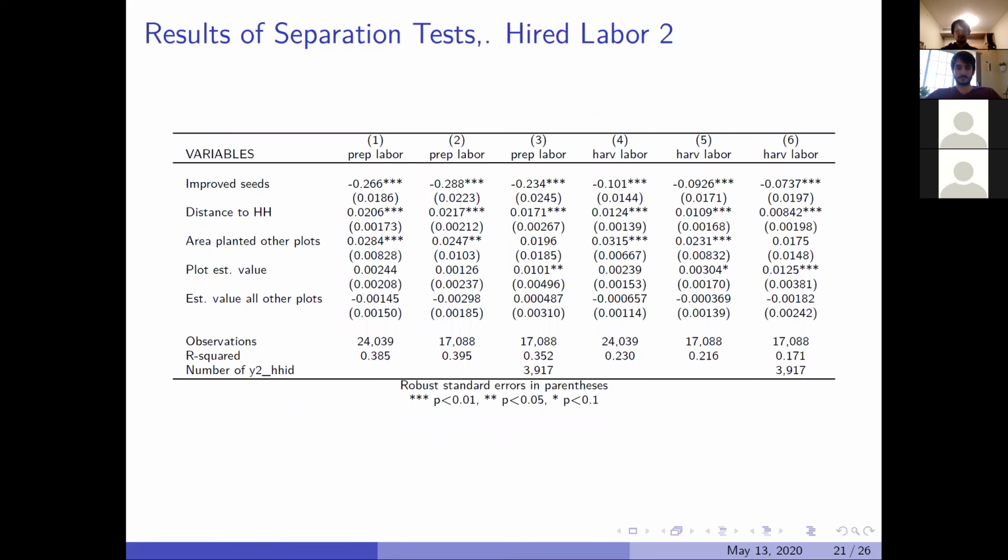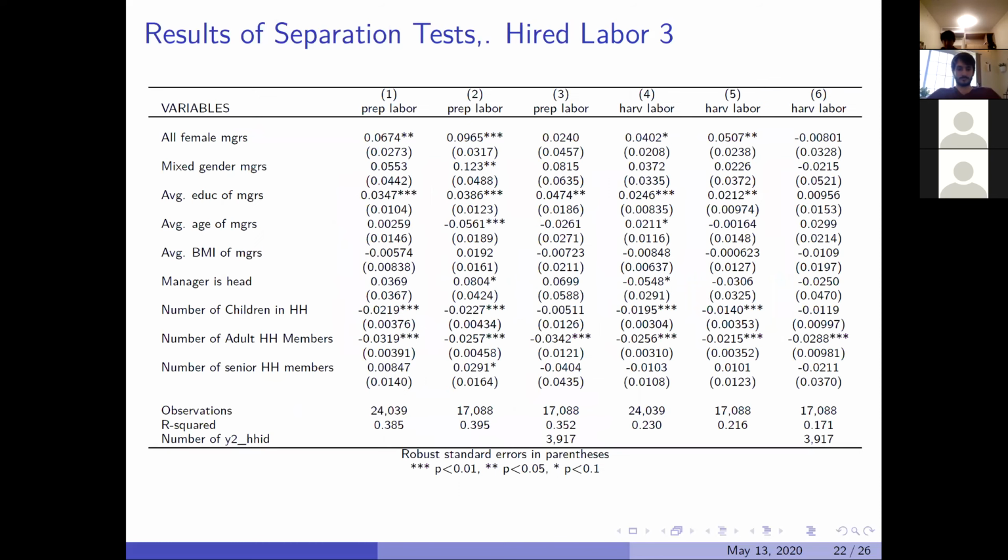Okay, again, these are the plot level control variables. Distance to the household, being further away from the household, is increasing the amount of labor that your plot gets. That's strange. Don't know what to say about that. Okay. Now we're on to the hired labor separation. So again, these are household level characteristics that should not, in theory, be determining labor supply to the farm.